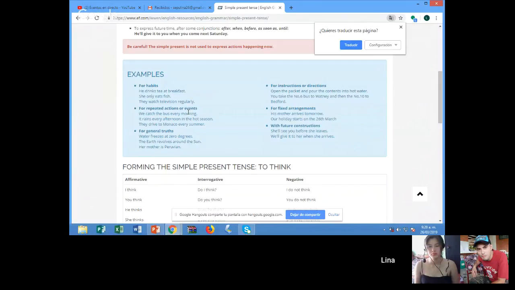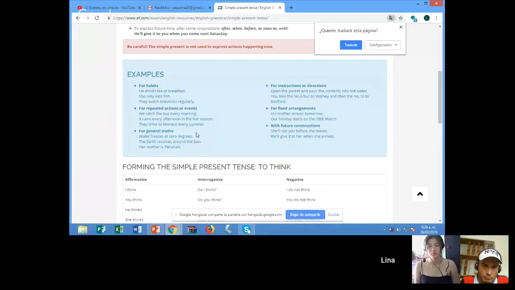For repeating actions or events: we catch the bus every morning. We use every morning here. It rains every afternoon in the hot seasons. They drive to Monaco every summer. Okay? This is kind of repeating actions.